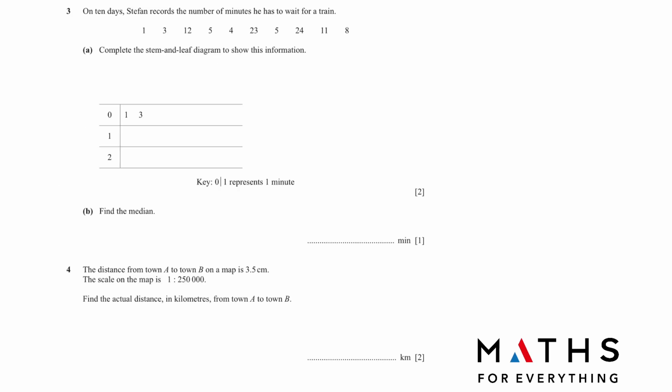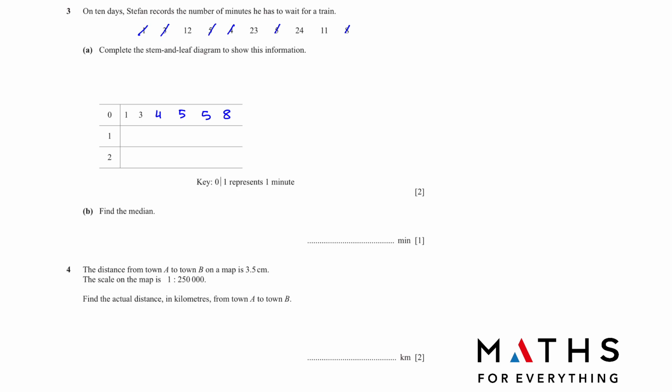Next question. On 10 days, Stephen records the number of minutes he has to wait for a train. We have to complete the stem and leaf diagram. Key is 0|1 represents 1 minute. So let's see which are the 1 digits. 1 and 3 already done. Then we have 4, 5, there are 2 5s, and 8.